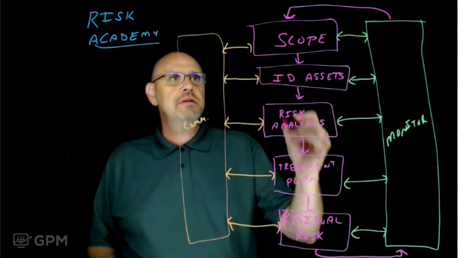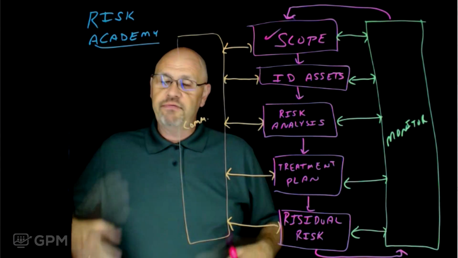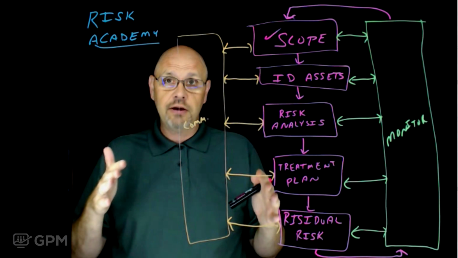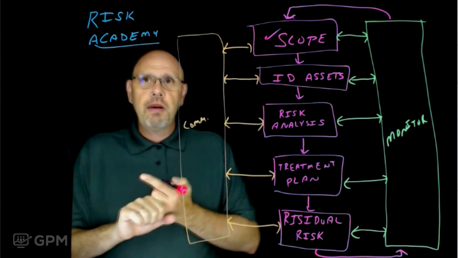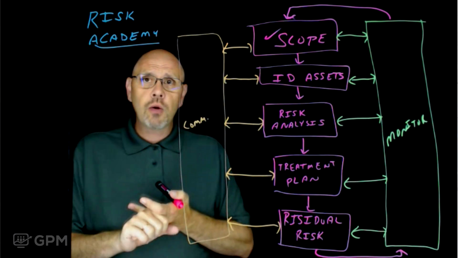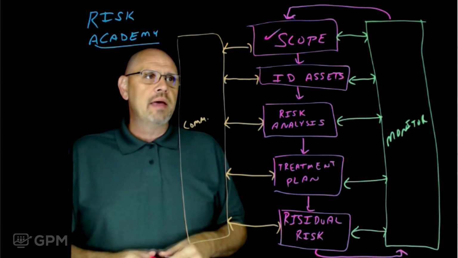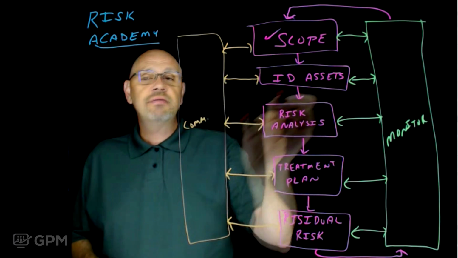So the first thing we do, obviously, is set the scope of what we're looking at. From our guidance structure, our governance structure, does the scope cover financial risks? Are we talking about a falls assessment? Are we talking about something IT related? Setting the scope.